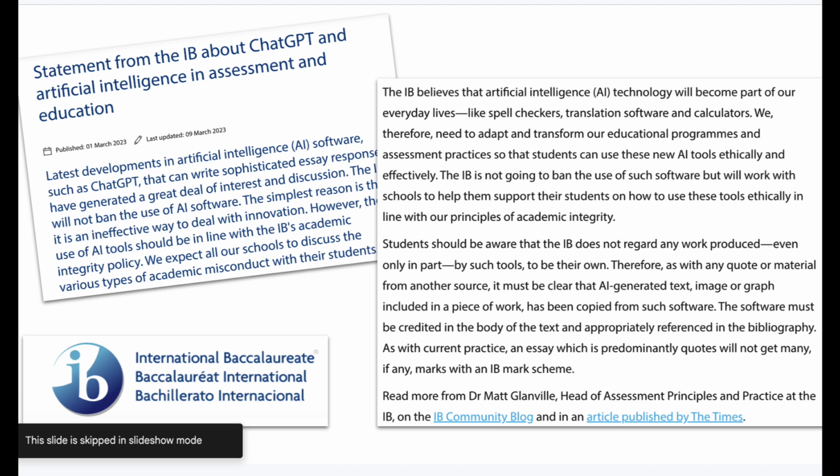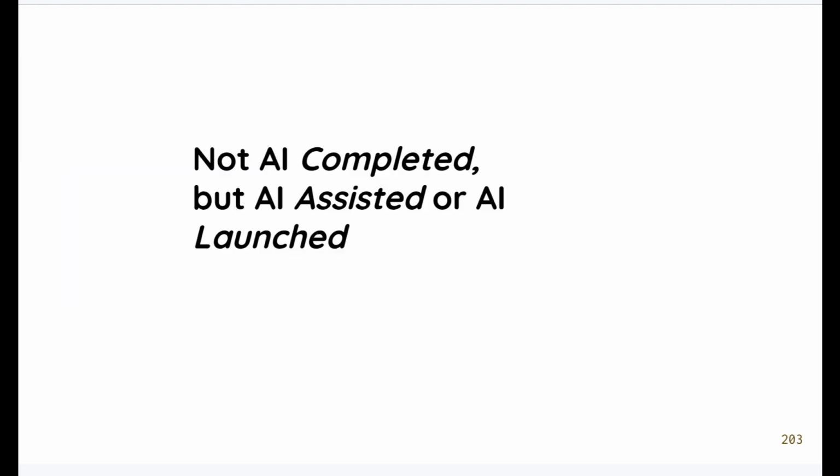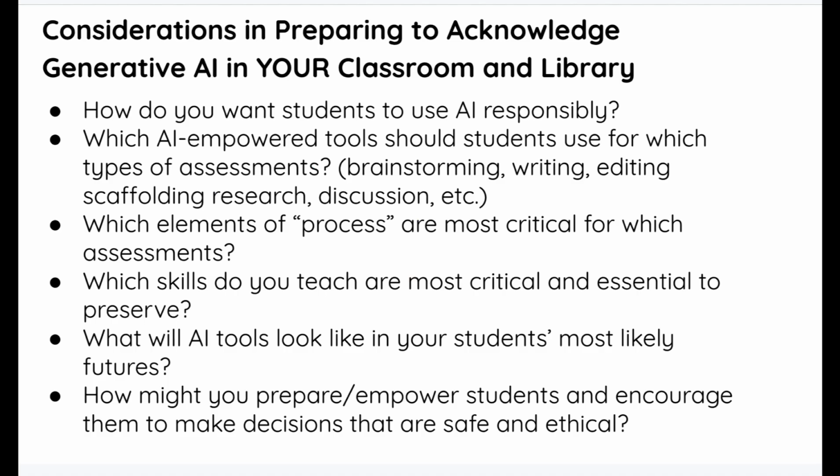I like this International Baccalaureate School policy. I think it's really forward-thinking, and it was one of the first ones that came out. I think about the use of AI as not encouraging students to have AI completed work, but AI assisted or perhaps AI launched work. And I love AJ Juliani's description of this. He's been doing a lot of thinking about this. And if you're an educator, you may want to think about the difference between the two and perhaps the Venn diagram center around the two. So take a look at that if you get a chance.